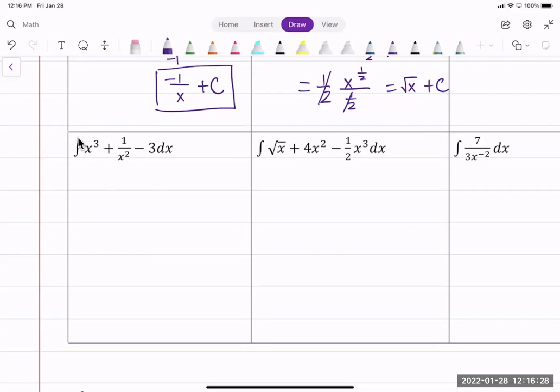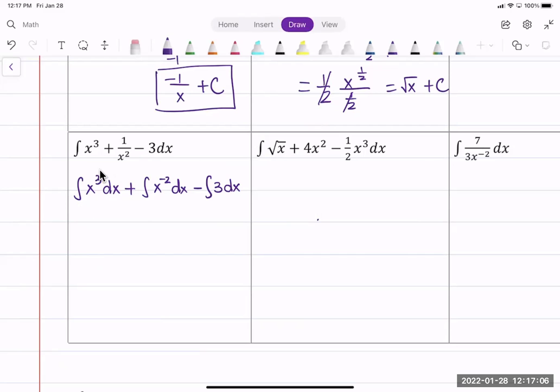The next one is actually the integral of multiple terms. Some people may have trouble doing everything at the same time. If you do have trouble with that, I would recommend you separate these into individual integrals, and then it's easier for you to integrate. So I'm going to make it the integral of x cubed dx plus the integral of 1 over x squared. Instead of writing 1 over x squared, I'm going to write x to the negative 2 dx, and then minus the integral of 3 dx. Okay, so I have 3 individual integrals, and I'm going to integrate them individually.